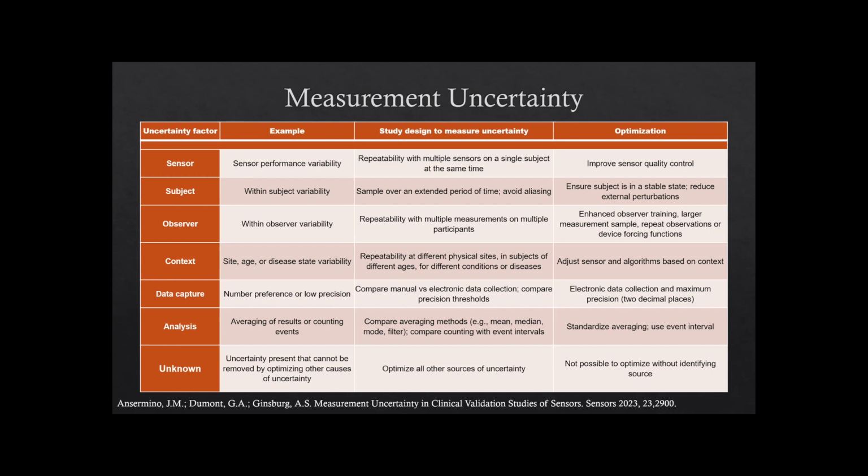So we also have the context where this might be, how this is actually captured, what device is actually used, and how this is analyzed, like how it's averaged. At the end of the day, there is going to be some uncertainty that's also unknown, that we'll never really know. But I think there are things we can do in the design, and we can maybe run nested studies to look at some of these uncertainty factors, to understand where the differences between a reference and a test device are actually coming from.